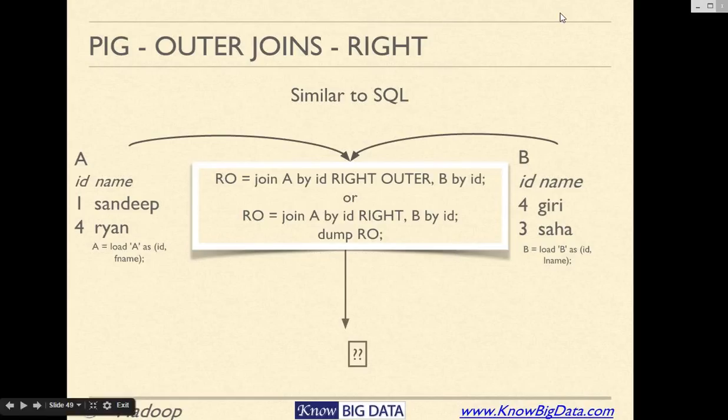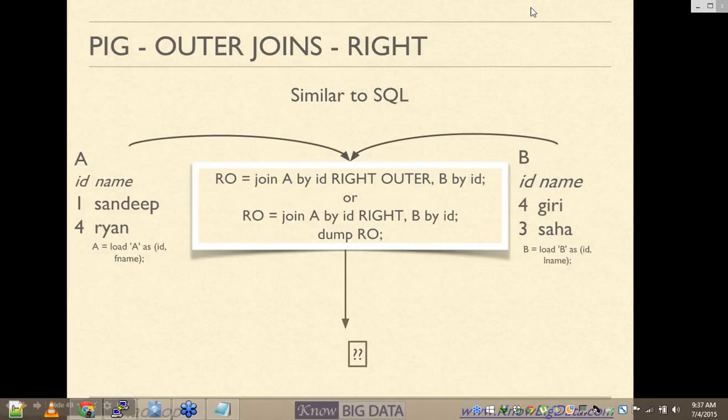Okay, what will be the output in this case? Can any of you tell me what will be the output? So we are doing a right outer join here. What will the output look like? This is fairly simple. Can we have answers quickly?